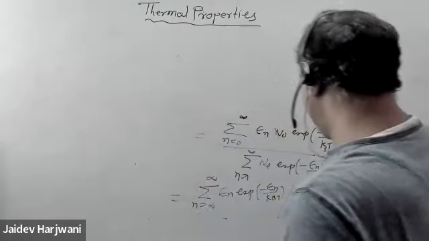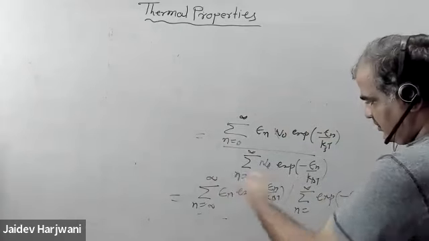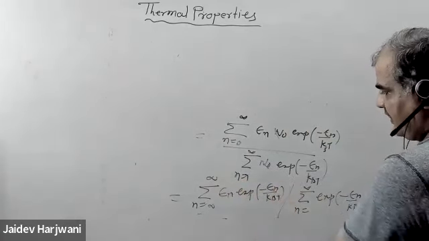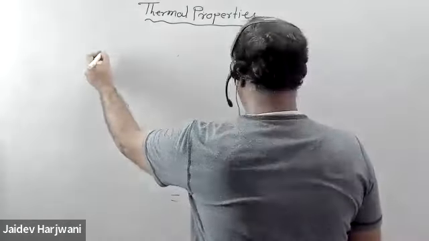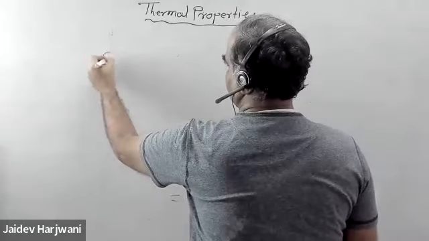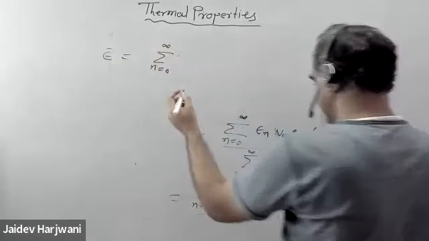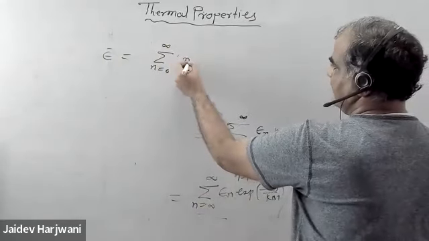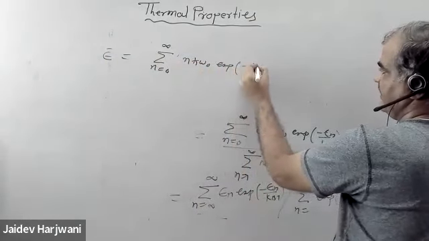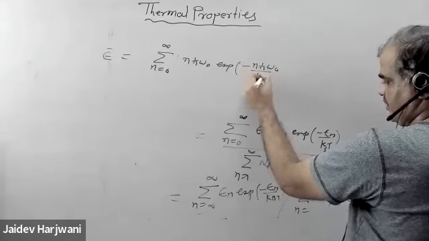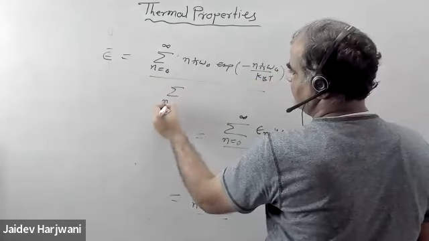So you write n0 equals limit, please change. Now just put the values here from n equal to 0. So we have average energy E equal to the sum from n equal to 0 to infinite of En, which is n h cut omega naught, exponential minus n h cut omega naught upon kbt, and in the denominator the sum of the exponential.